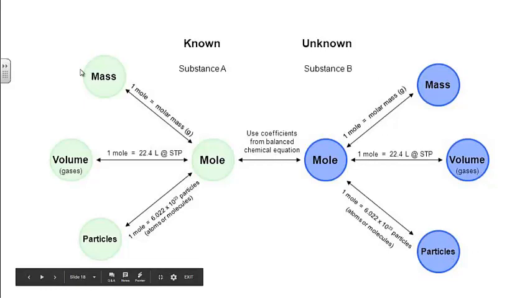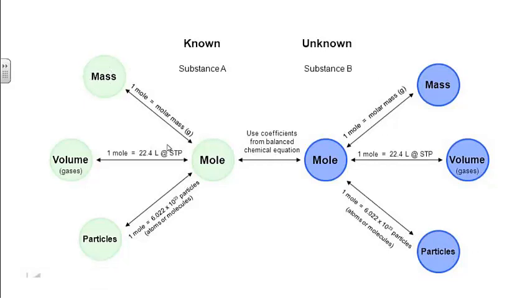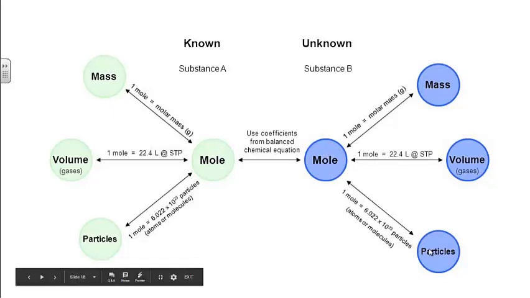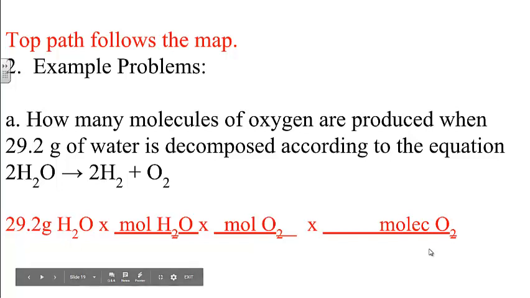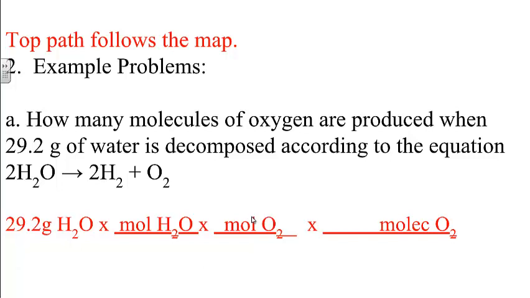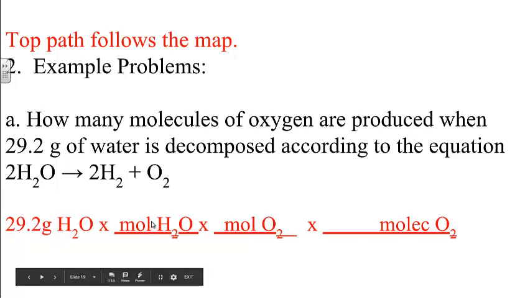So if I follow my map, I'm going to go from mass, which is gram, to mole, to the other mole, and then down here to particles. So my top path follows the map. Remember that from the mole map. Top path follows the map. So I went from grams water to moles water, from moles water to moles oxygen. Notice I didn't just put moles. I'm putting what the moles are of. That way I know, okay, I know something about water in the beginning, so these both say H2O. I want to know something about oxygen, so both of these on this side say O2. From mole to molecule of oxygen.